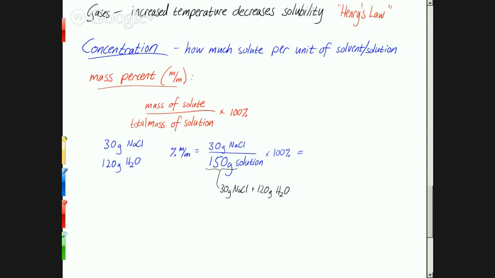So 30 divided by 150 is 0.2, multiplied by 100%, that makes a 20% by mass solution. All right, so this would be called a 20% mass over mass sodium chloride solution.